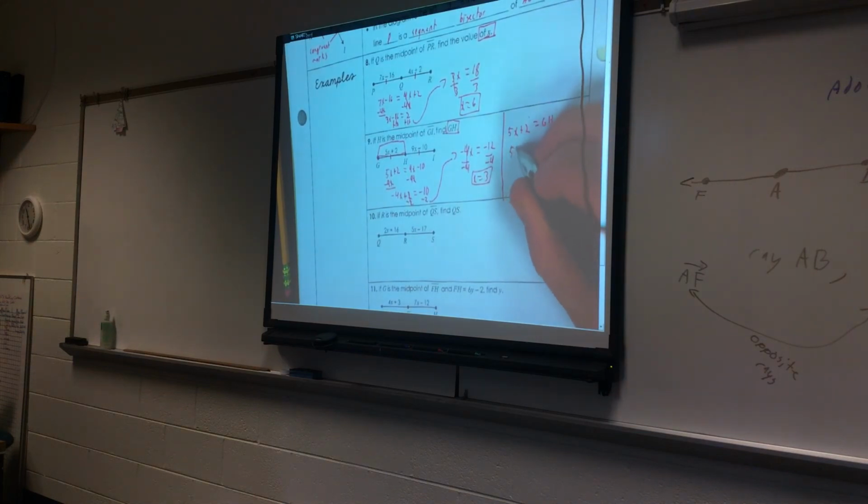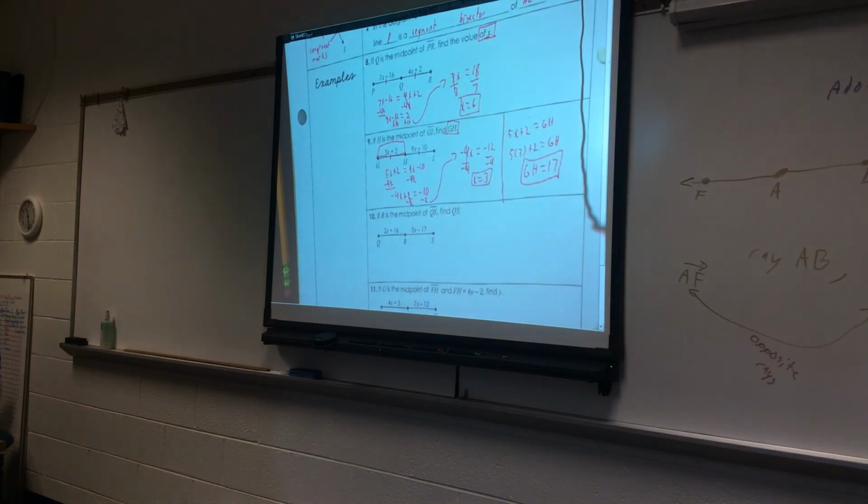Replace the x with 3. 5 times 3 is 15. 15 plus 2 is 17. So GH would equal 17. Without doing any math, what would HI equal? The same thing if you've already done everything correctly, right? So that's a good way to check your math.